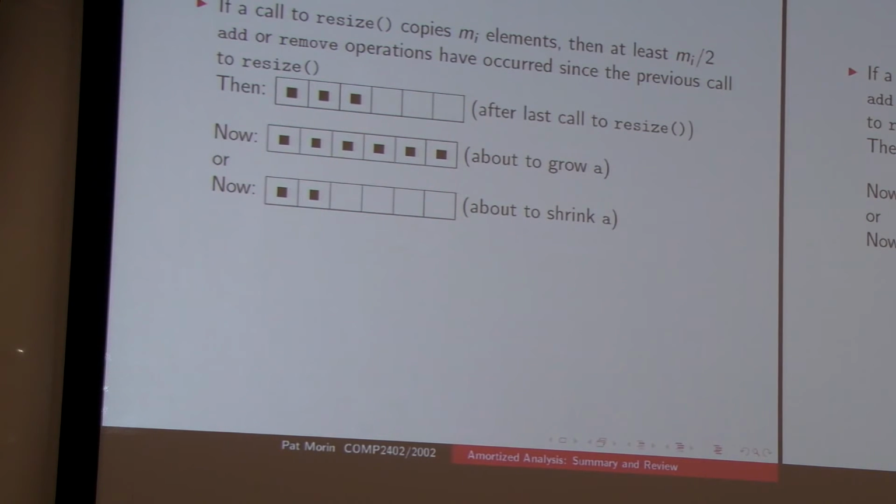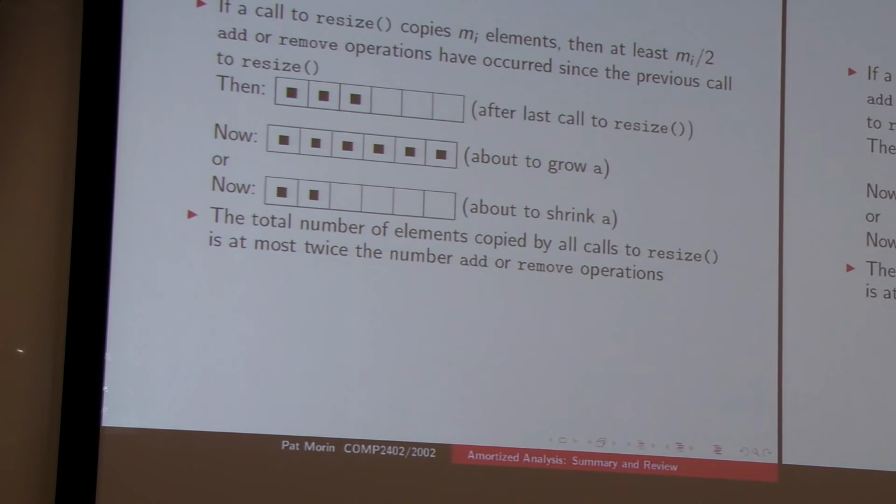So in either case, these are the 2 cases. Then we had this array that was half full after resizing. Now it's either completely full or it's only 1/3 full. The number of elements that we're about to copy is only twice the number of add or remove operations that happen in the meantime. So either we're going to copy 2n over 3 elements, but we've done n over 3 remove operations, or we're going to copy 2n elements, but we've done n add operations. And that says, if we do m add or remove operations, then at most we do 2m elements that get copied in full by adding and removing.